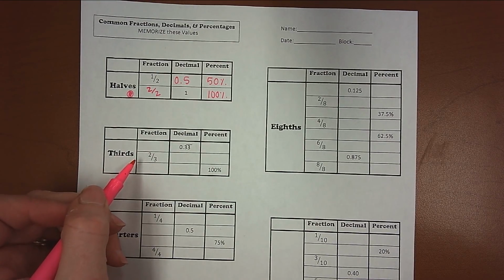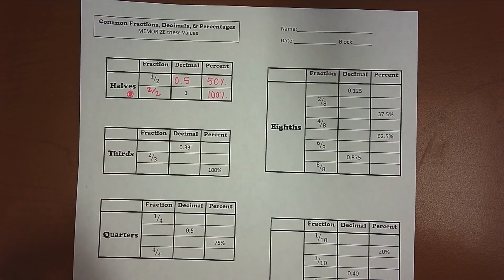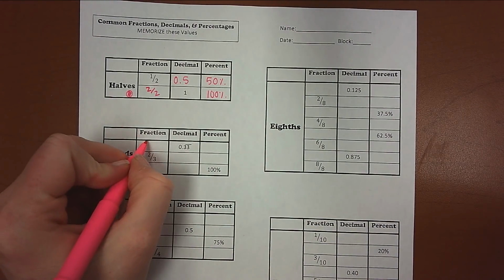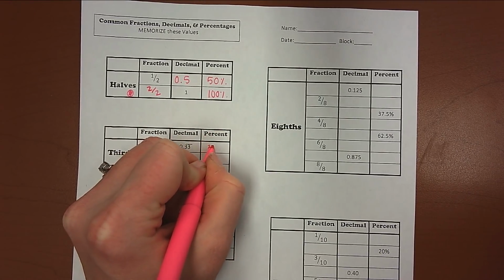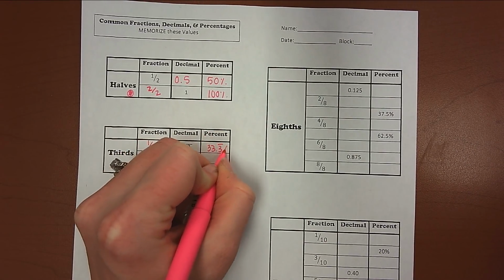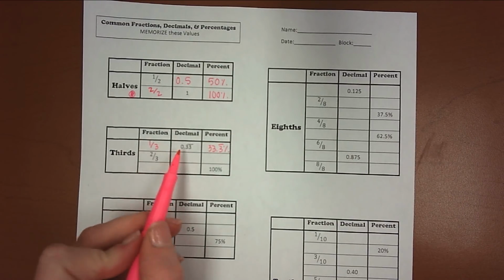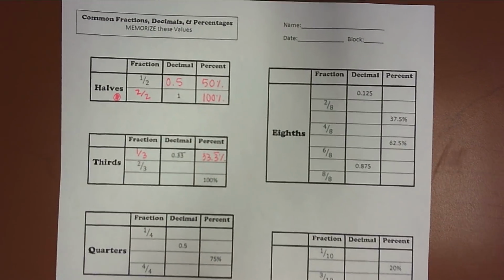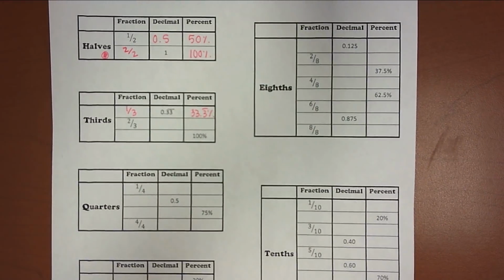For the thirds, we've got 0.33 repeating. The little bar above means that 3 goes on and on forever, so 0.33333. And the fraction that goes with this is 1/3. And the percentage that goes with this is 33.3 repeating percent. And so we've got 1/3 is equal to 0.33 repeating, which is also equal to the percentage 33.3 repeating.